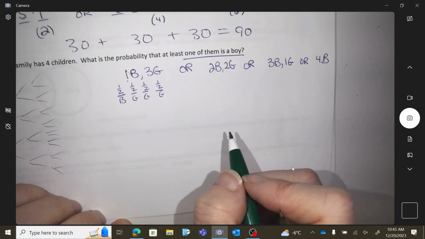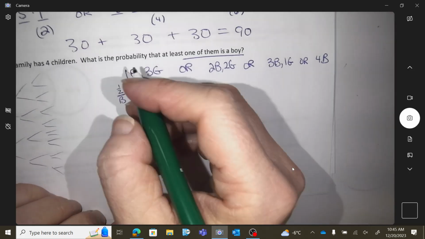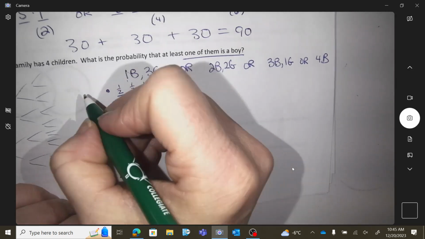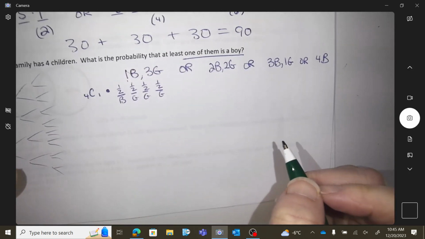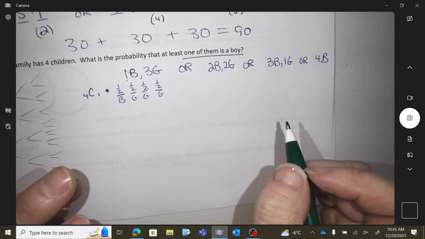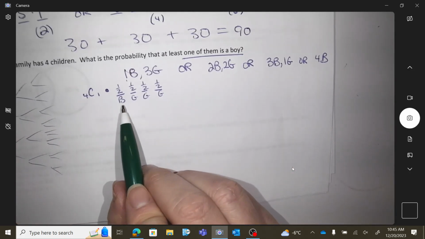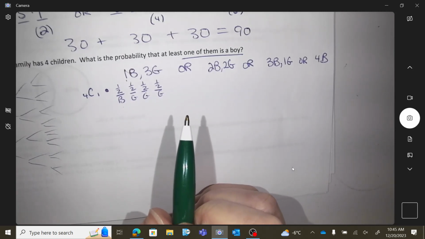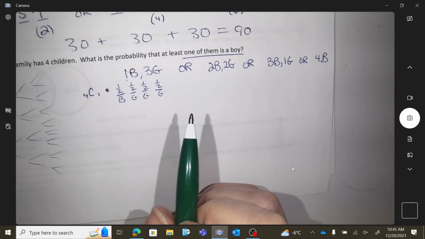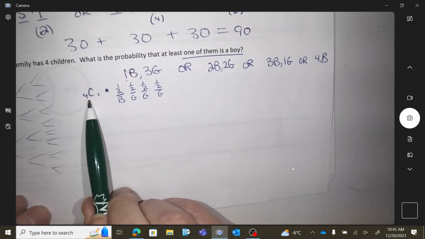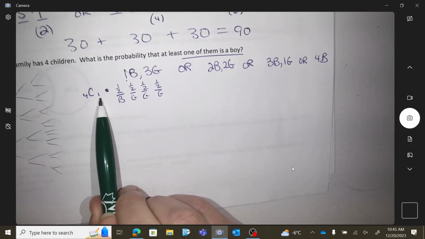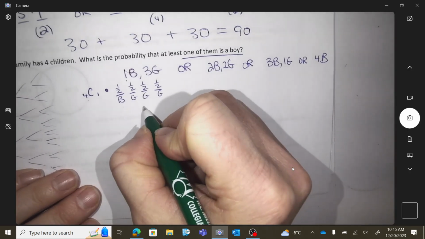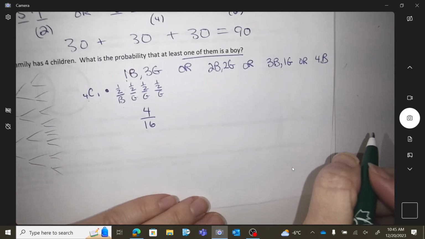But what? I have to times that by 4, choose 1 by 4. Okay, why? Because your family could be a boy, girl, girl, girl family, or your family could have done girl, boy, girl, girl, or girl, girl, boy, girl. So you're saying there's 4 children, I'm choosing 1 of them to be a boy. So that would be 4/16.